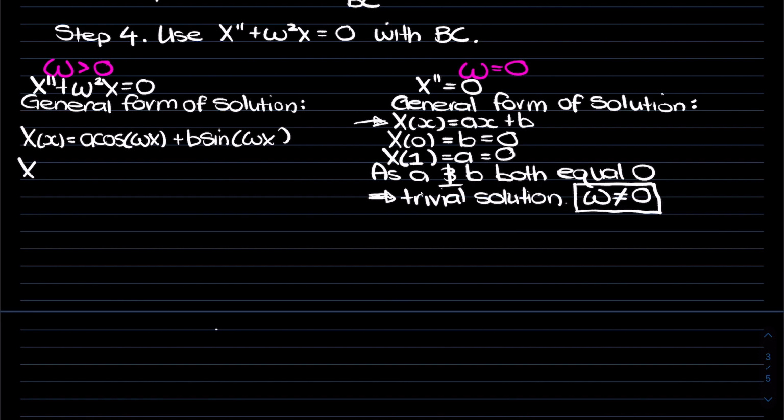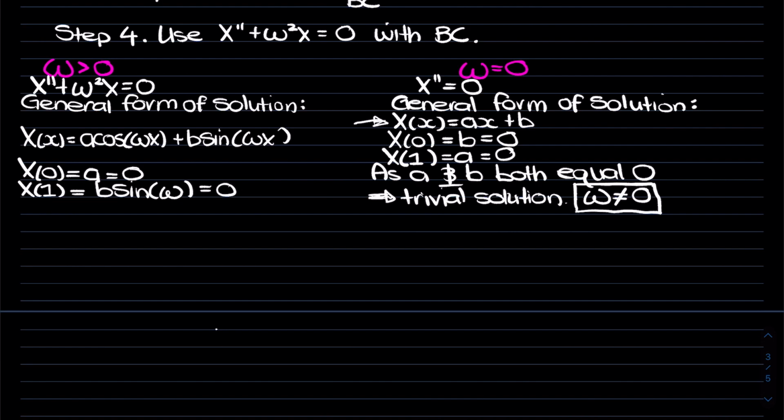So now I'm going to put in the boundary conditions here. So x of 0. If we put in x equals 0, the sine term vanishes and we end up with a times 1. So in this case, a is going to equal 0. So if we put in our other condition of x equals 1, now a is still 0, we end up with b sine lambda, because x goes to 1, equals 0.